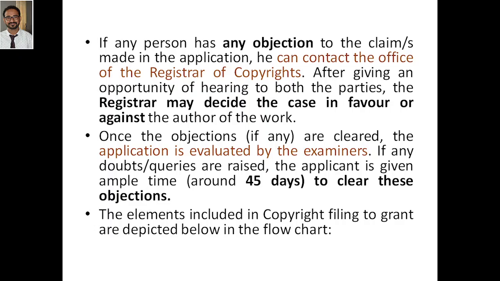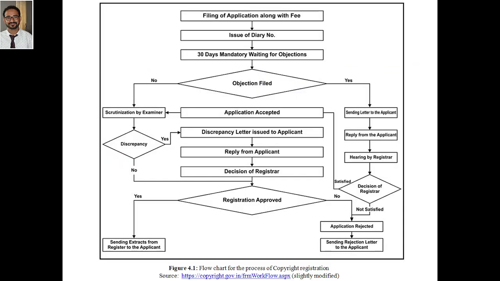Now the elements included in copyright filing to grant are depicted in the flowchart below. You can see the different elements. First, filing the application along with the fee. Then you will be assigned a diary number. Then you have to wait 30 days; you cannot ask them to publish earlier. They will see whether objections are filed or not.